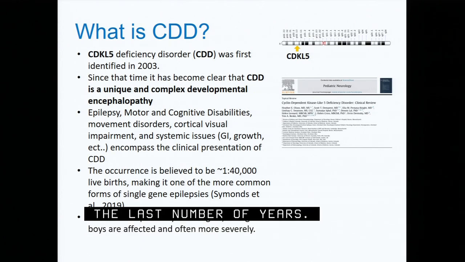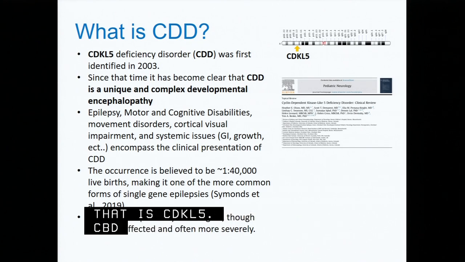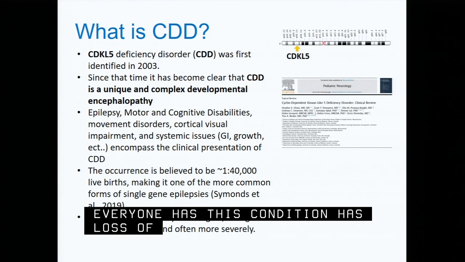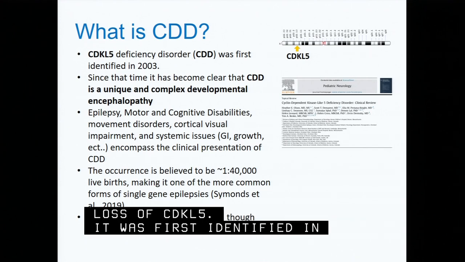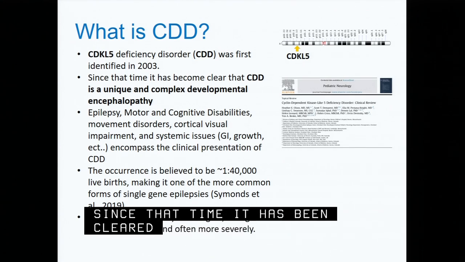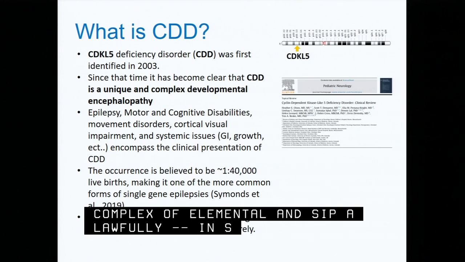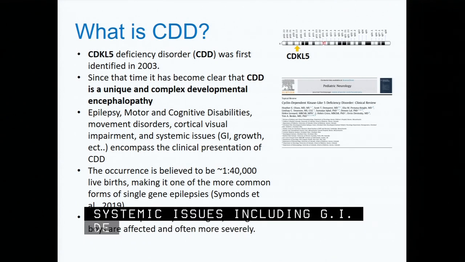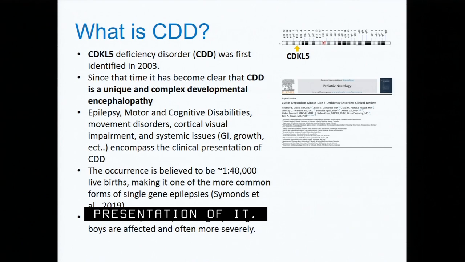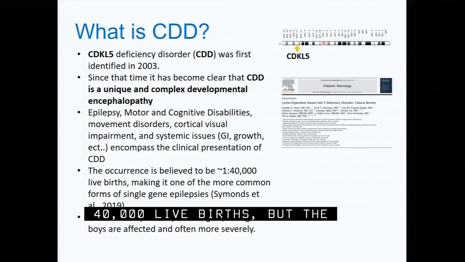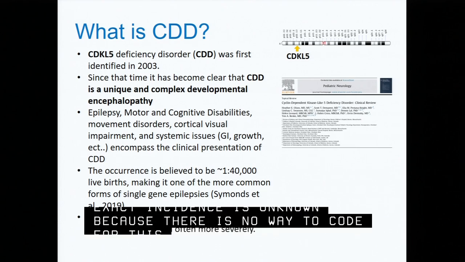Well, CDD is CDKL5 deficiency disorder, because everyone who has this condition has a loss of function or decreased function in CDKL5. It was first identified in 2003. Since that time, it's been clear that CDD is a unique and complex developmental encephalopathy. Its major symptoms are epilepsy, motor and cognitive disabilities, movement disorders, cortical visual impairment, and systemic issues, including GI dysfunction and growth deficiency, and together these all encompass the clinical presentation of CDD. The current occurrence is believed to be about 1 in 40,000 live births, making it one of the more common forms of single gene epilepsies, but the exact incidence is unknown because there is no good way to code for this disorder. The disorder primarily affects girls, but boys can be affected and often more severely.